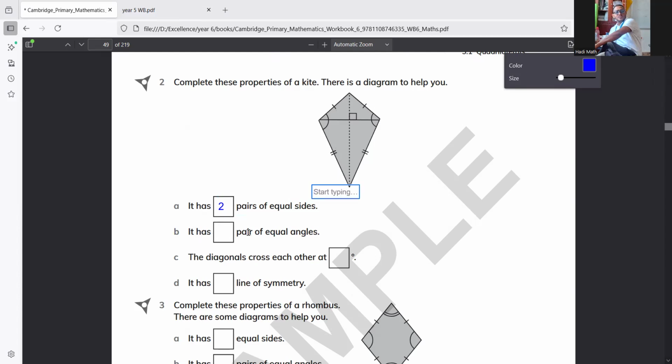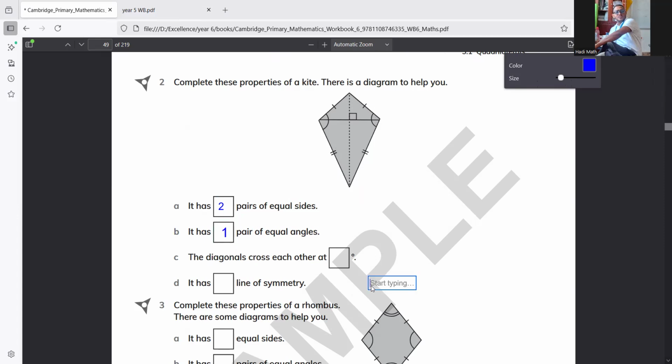Then we say it has dash pair of equal angles. It has only one pair of equal angles. When we say one pair of equal angles, the pair has two angles. If we see the angles on the sides here, this angle is equal to this angle, but those two opposite angles are not equal.